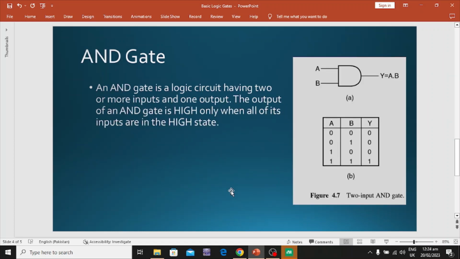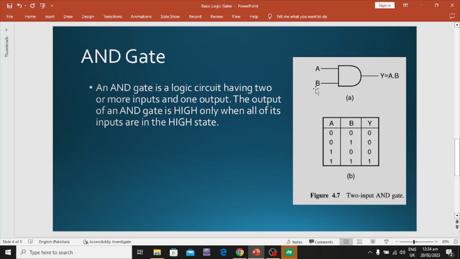So the next gate, the AND gate. What is an AND gate? An AND gate is a logic circuit having two or more inputs and one output. The output of an AND gate is high only when all of its inputs are in the high state. So this is the same thing that we used in the OR gate. This is the opposite form of the OR gate, and we get similar types of results.